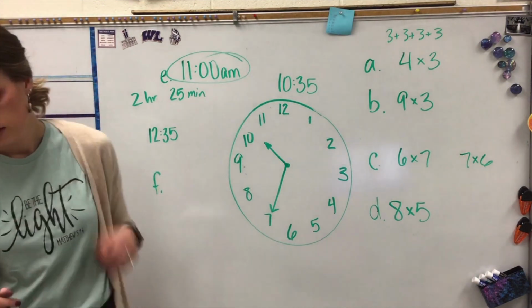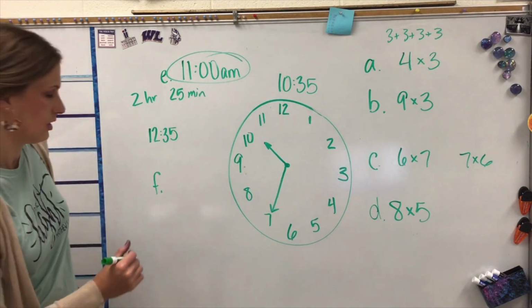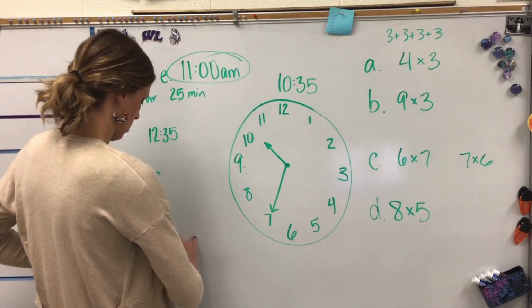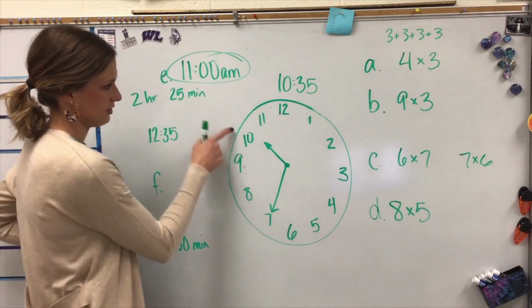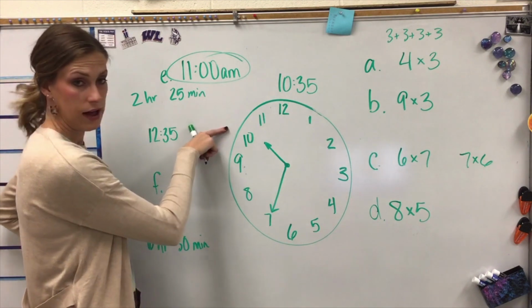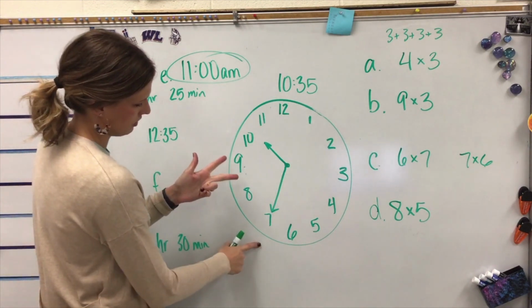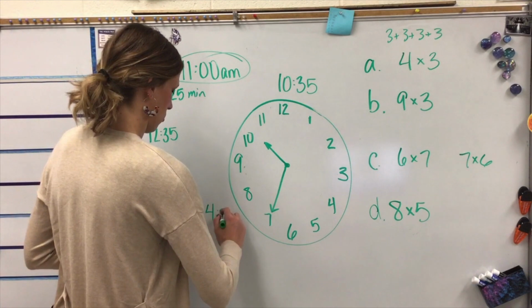F says if it's morning, what time was it 6 hours and 30 minutes ago? So we're going back 6 hours, 30 minutes. Well, what's back 6 hours? 10:35, 9:35, 8:35, 7:35, 6:35, 5:35, 4:35. So we're back to 4:35.